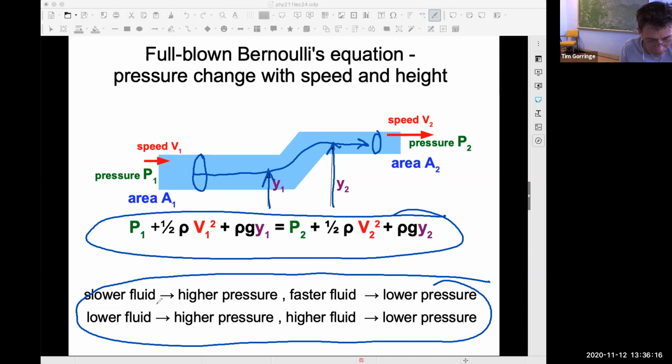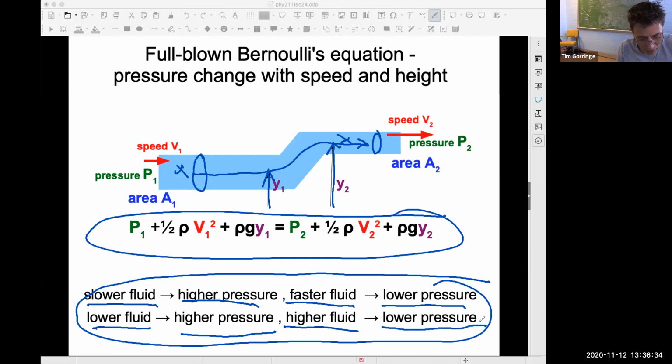Slower fluid, that means higher pressure. Faster fluid, that means lower pressure. Lower fluid, over here is lower fluid, means higher pressure. Higher fluid, this over here on the right is higher fluid, that means lower pressure. And all these variations of pressure with speed of fluid and height of fluid are embodied, encoded in this equation here, Bernoulli's equation.